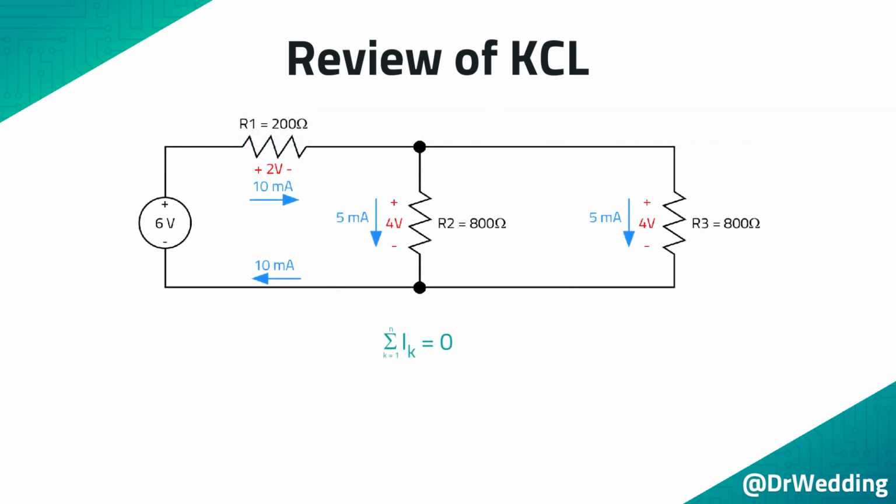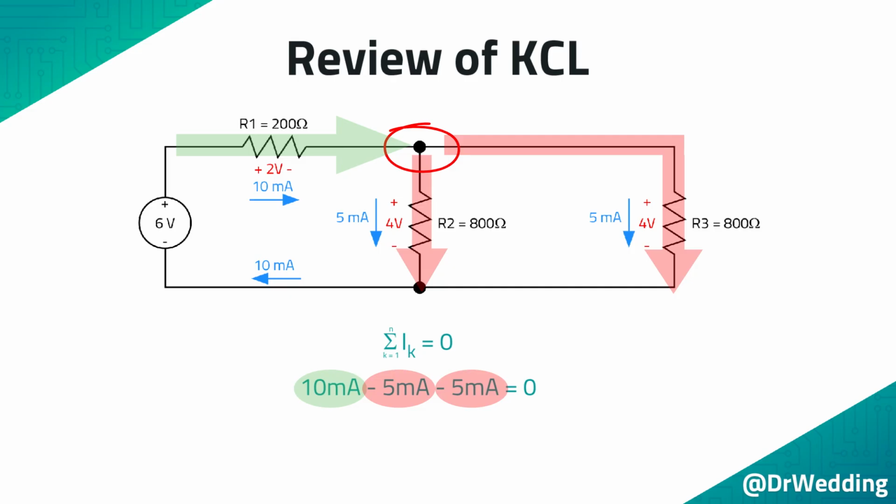This circuit has already been solved, but the current values can be used to demonstrate Kirchhoff's current law. A node is where three or more wires meet. There are two nodes in this circuit, the upper node and the lower node. Starting with the upper node, if you add the currents entering this node and subtract the currents exiting this node, you will see that the currents will sum to zero.